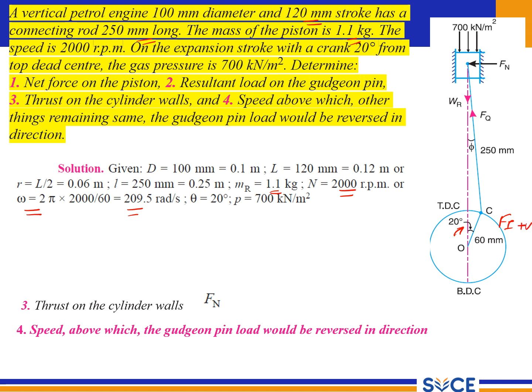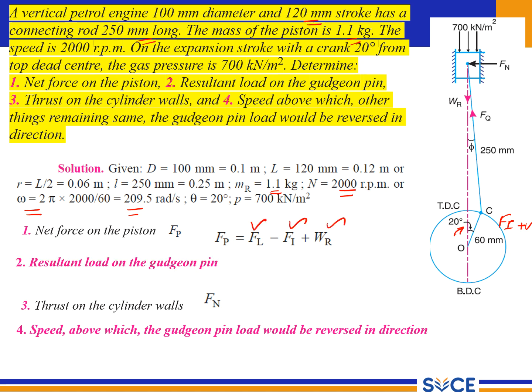Okay, so the net force on the piston we have to calculate first. It is nothing but FP. So we have to calculate the load acting on the piston, inertia force, weight of the reciprocating parts. Then we will go for the resultant load on the gudgeon pin. Okay, so that is going to be your FQ, thrust on the cylinder walls.